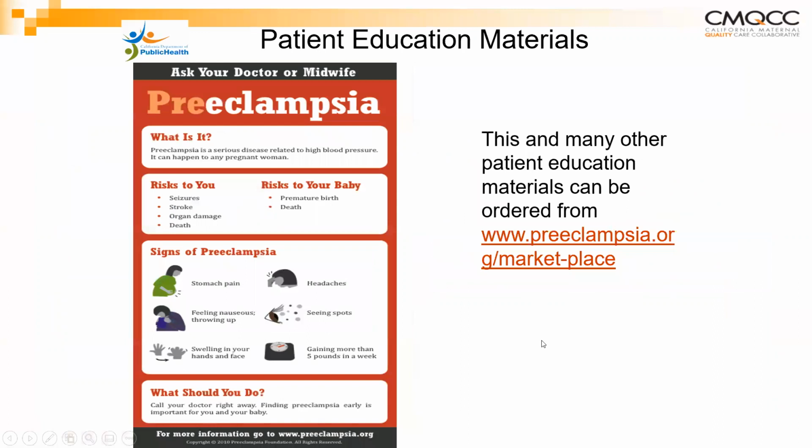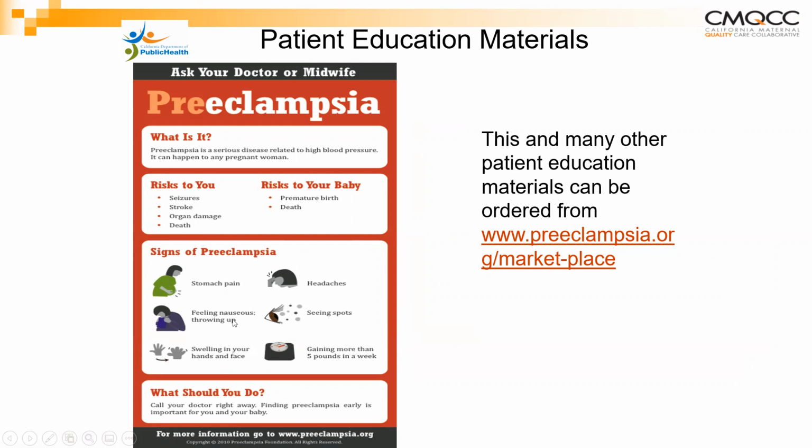This is a fantastic flyer that you can give to your patients. It's provided here. It's provided free. You can order them. It's English on one side and Spanish on the other. And look at these signs. Look at these things that we need to report. And remember our warning signs that we talked about previously.